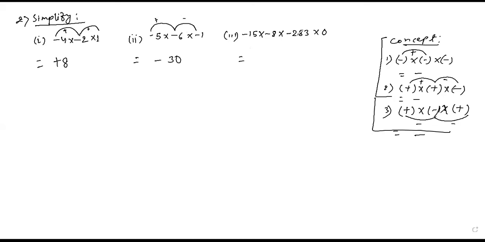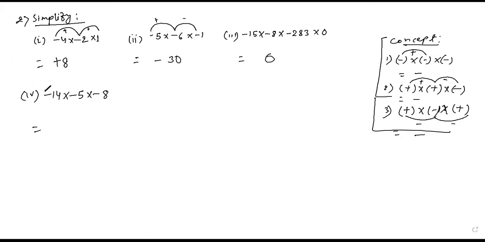Again here, as I told you before, if 0 is multiplied with any integer, any number, the answer will be directly 0. No need to do anything. 0 is the direct answer. Understood? Say yes. No problem. Minus 14 into minus 5 into minus 8.